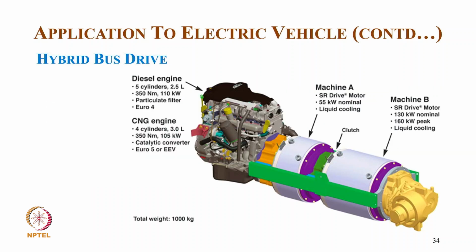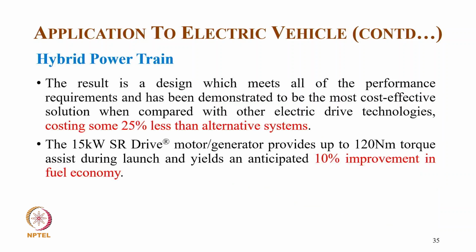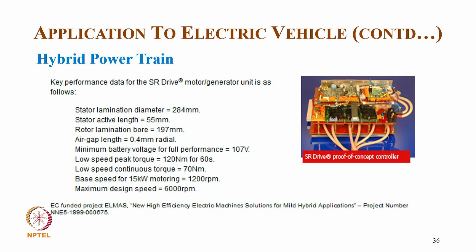This is typically the different parts of this hybrid bus drive, where the 50 kilowatt motor and the 130 kilowatt peak are used. The result is a design which meets all the performance requirements and has been demonstrated to be the most cost effective solution when compared with other electric drive technology, costing some 25% less than alternative systems. The 15 kilowatt SR drive motor generator provides up to 120 Newton meter assist during launch and yields an anticipated 10% improvement in fuel economy. And this is a hybrid power.